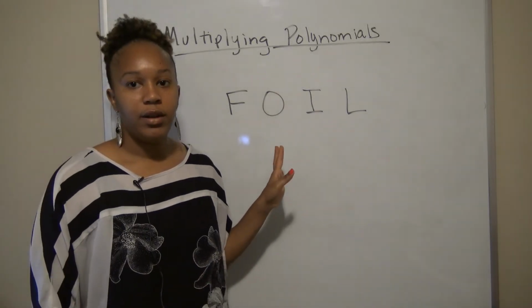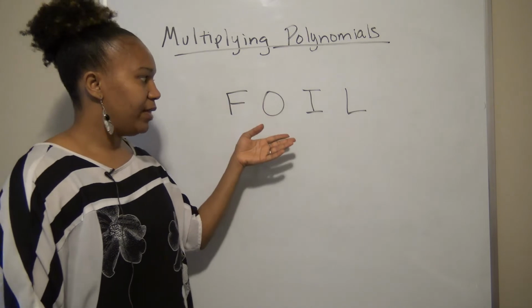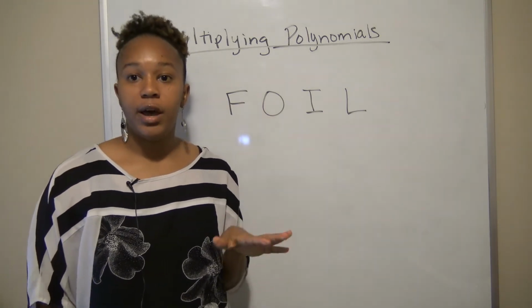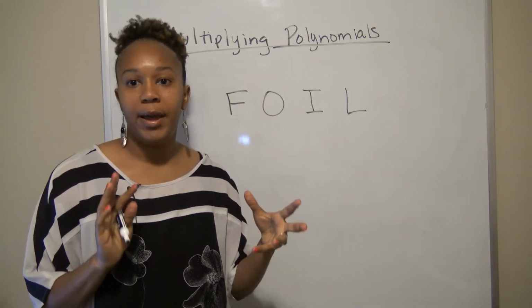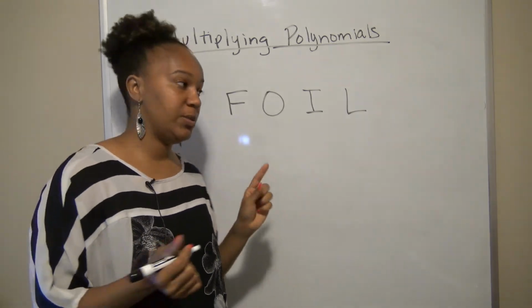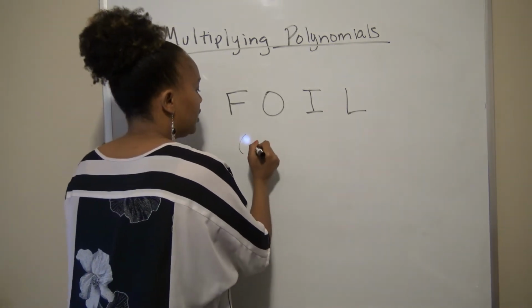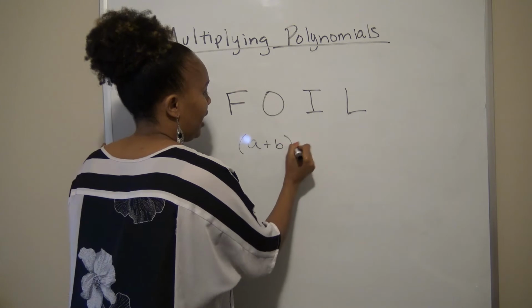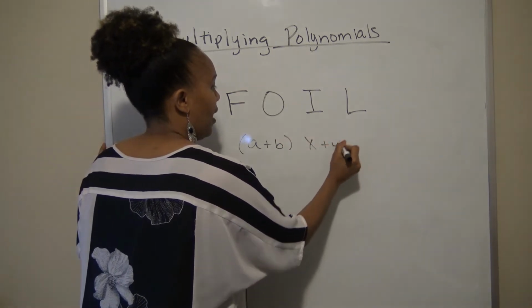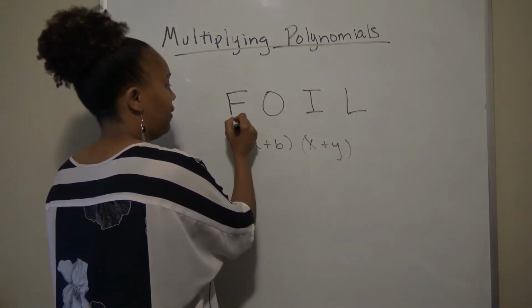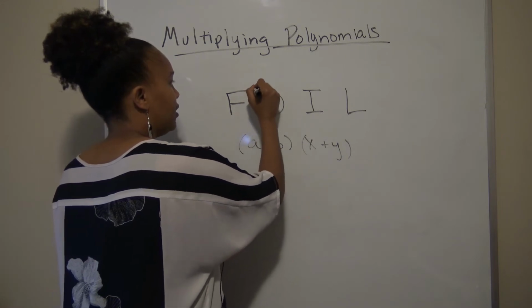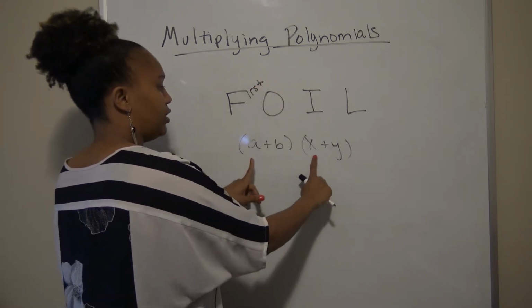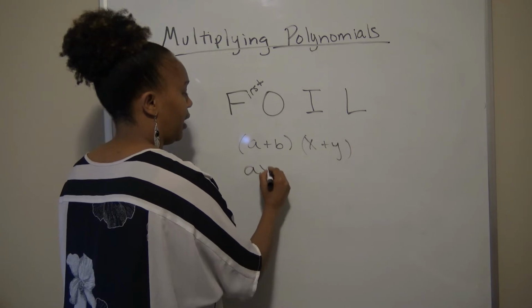So many of you have learned how to multiply using the FOIL method. The FOIL method works, however, it only works when you're multiplying a binomial times a binomial, which means 2 terms times 2 terms. So if I had, say, a plus b times x plus y, then when you multiply this, the F stands for first. You multiply the first 2 in each set of parentheses, so the a times x.